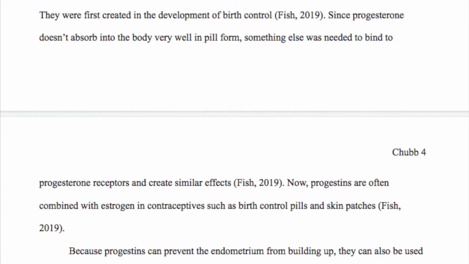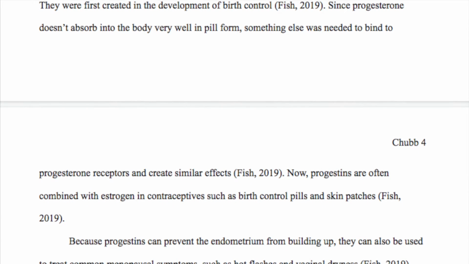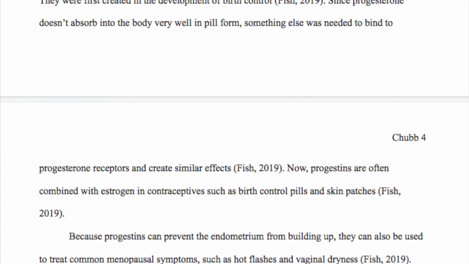Since progesterone doesn't absorb into the body very well in pill form, something else was needed to bind to progesterone receptors and create similar effects.